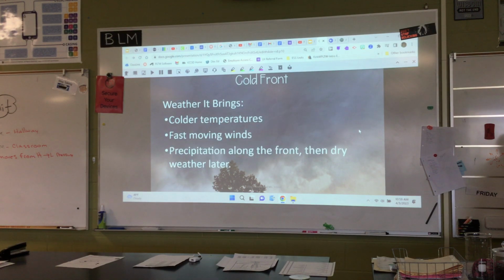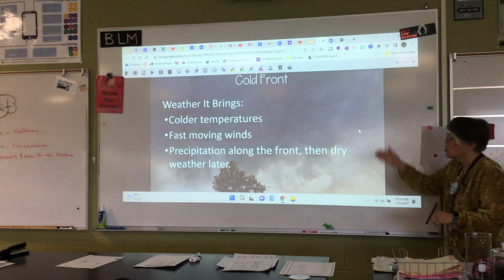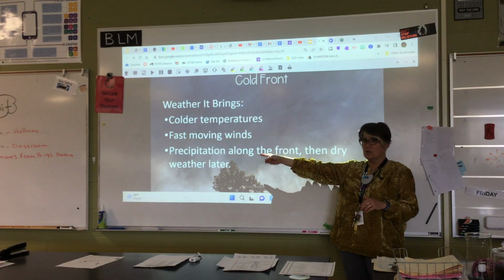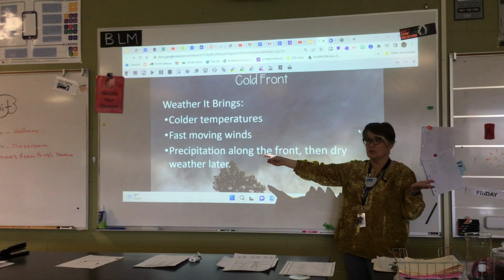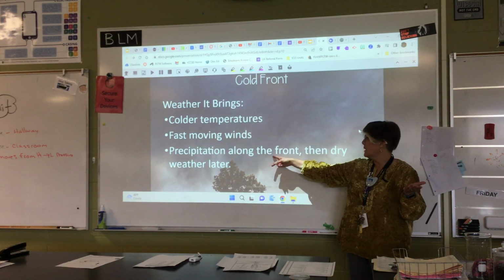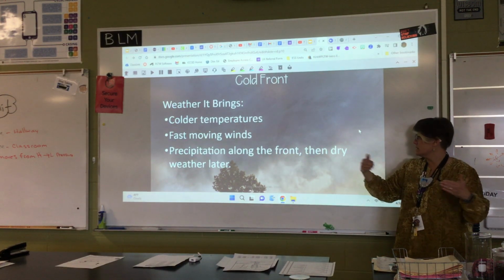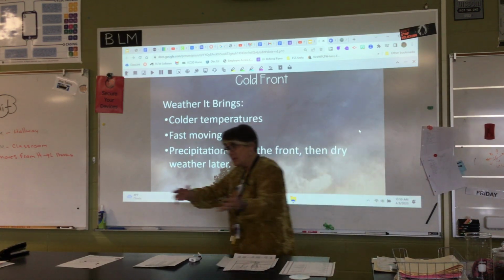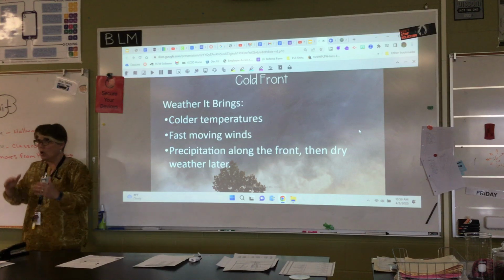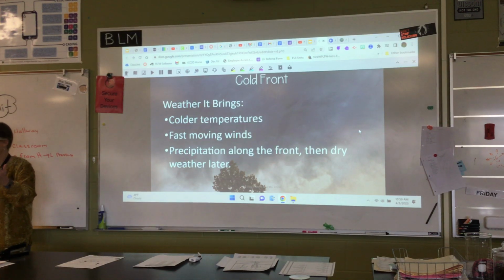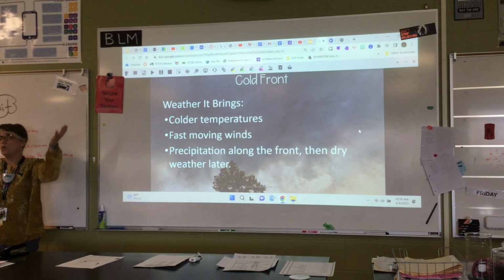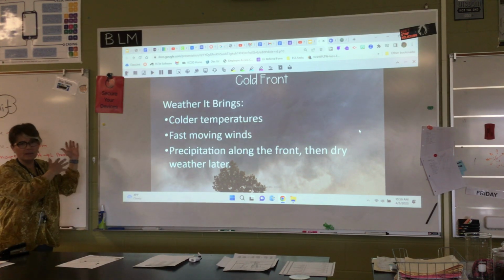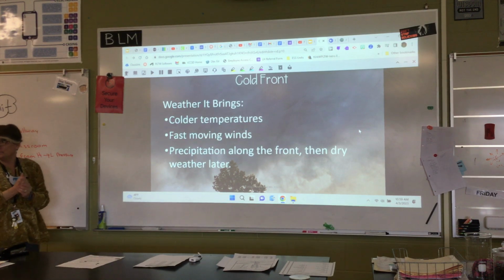So let's go ahead and see what we've got next. What weather did the cold front bring? This is what you're going to fill in. Cold temperatures, fast moving winds. You don't have to write precipitation, you can write rain, but you could write precipitation because it's rain, snow. You're writing this down, Ravel. Along the front, the edge of the front. And then dry weather later on. Once that cold front comes in and passes, temperature's lower, and then it's dry. Because what it did was it pushed up all that warm, moist air, all that water came out in the form of rain, and then it's a nice dry area again.